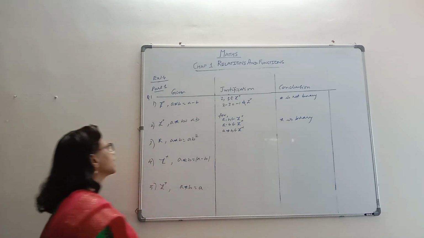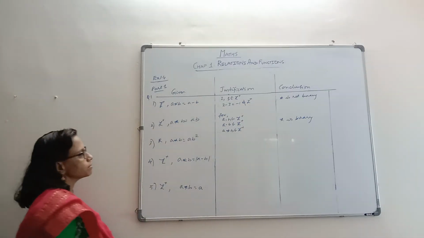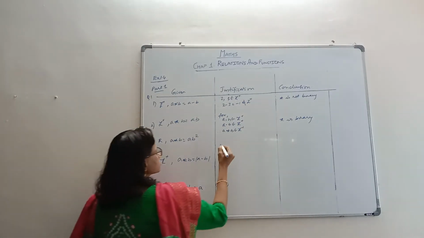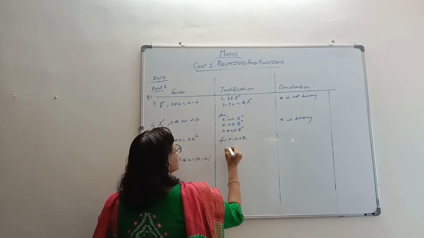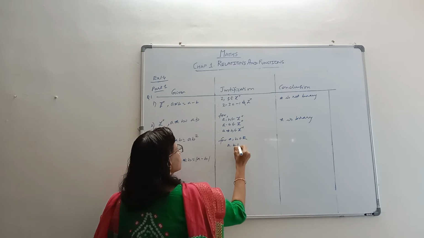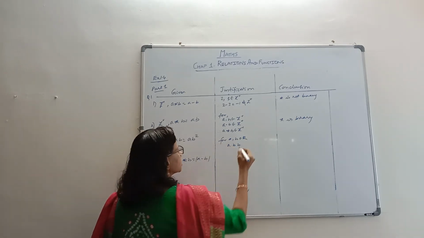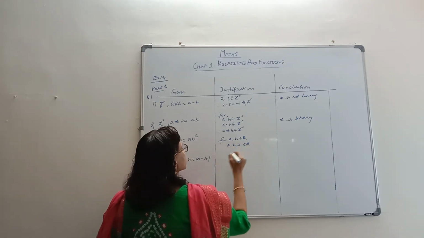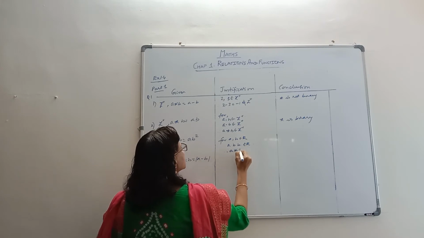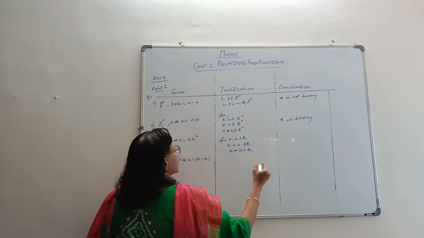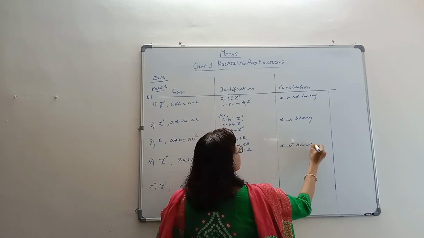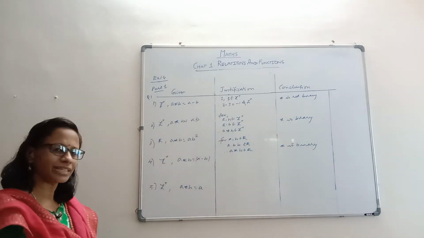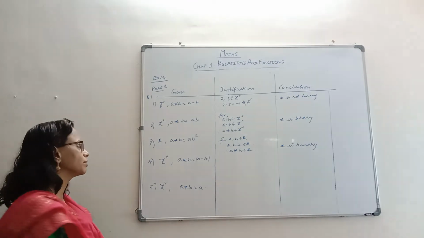Then we have, on R, real numbers, a star b defined as a b square. This is also quite obvious. For a and b belonging to R, a into b into b, the product will also belong to R. So that way a star b will belong to R, and that is why star is binary. Products generally do good work, right?